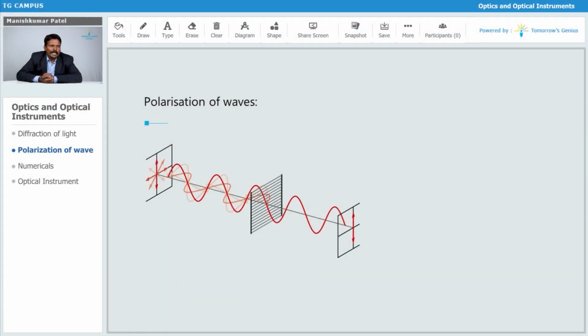Now what do you mean by that? Polarization of wave. So first of all, definitely polarization of wave. So what we are going to see, what do you mean by first?